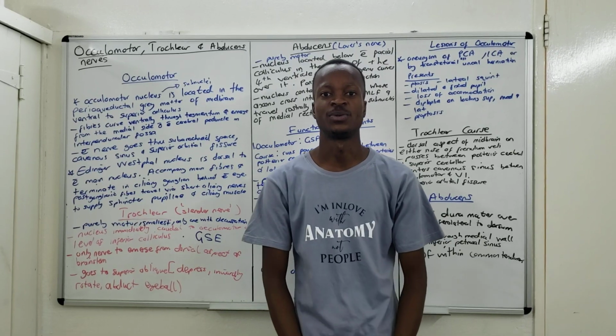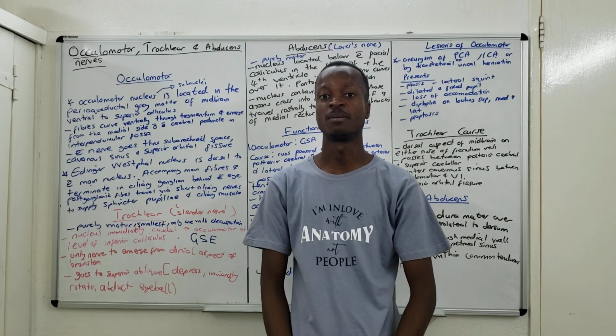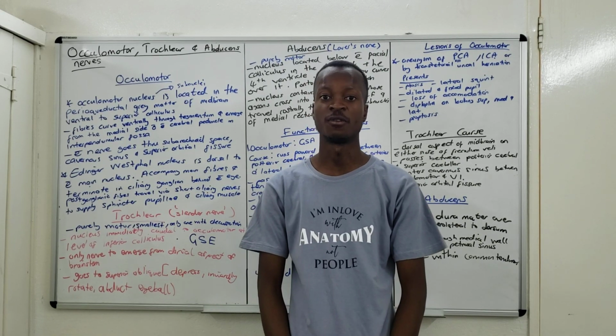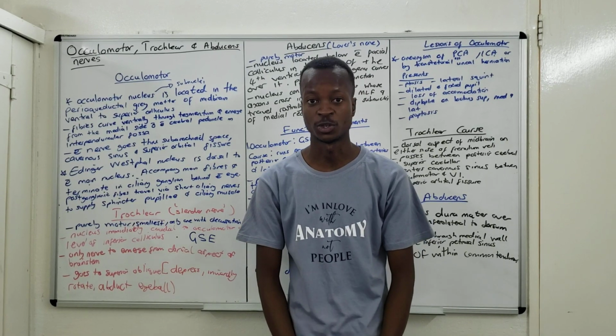Hello and welcome to a tutorial on the cranial nerves that move the eyeball. That is going to be cranial nerve number 3, your oculomotor nerve, cranial nerve number 4, your trochlear nerve, and cranial nerve number 6, which is going to be the abducens nerve.